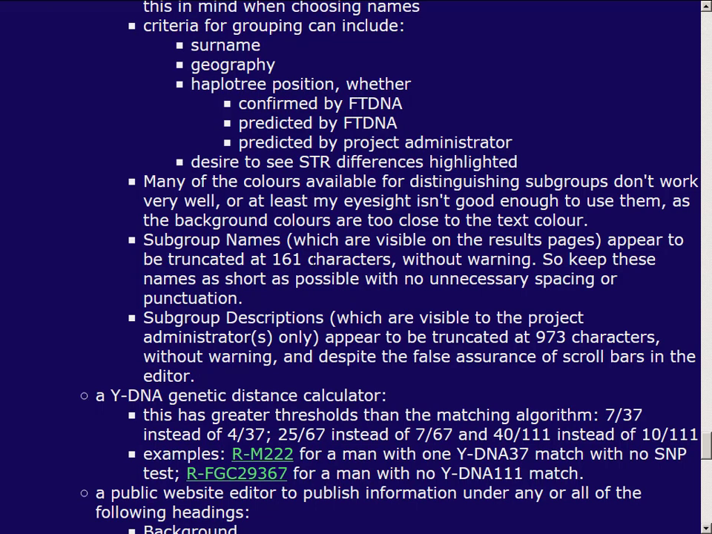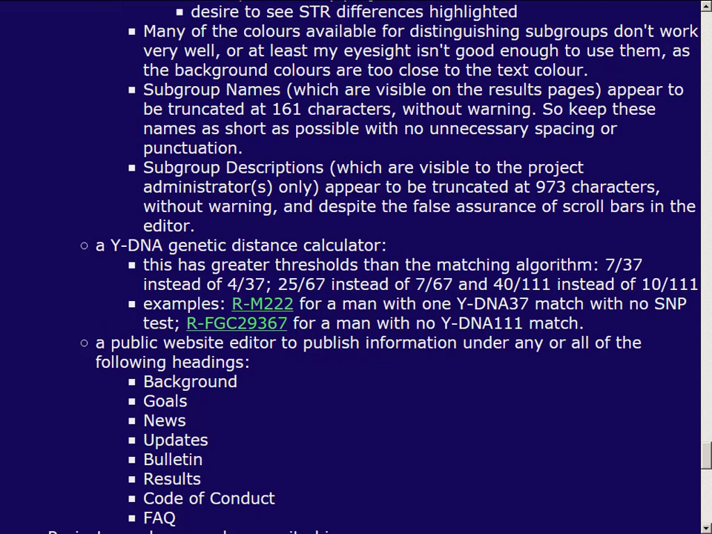You're limited to 161 characters for a subgroup name. If you want to put in all the progression of SNPs from Brian Boru down to the present day, Connor here has gone way over the 161 characters, so I have to have separate notes for his subgroup.